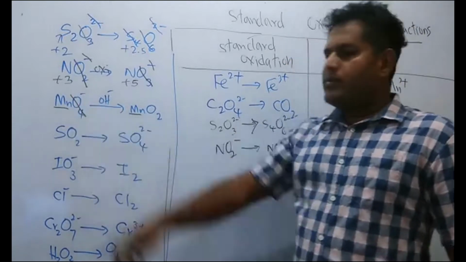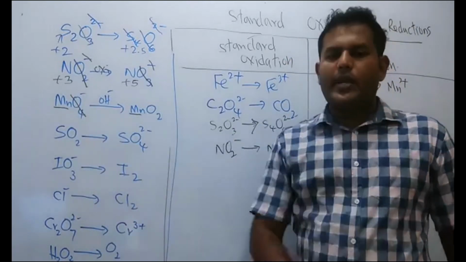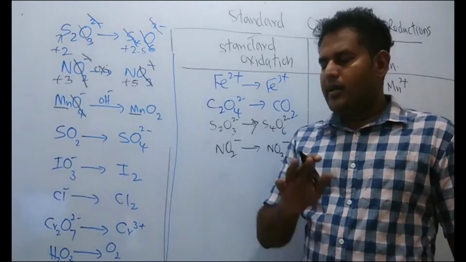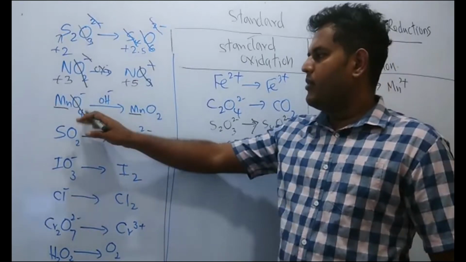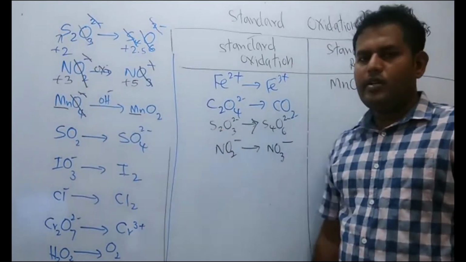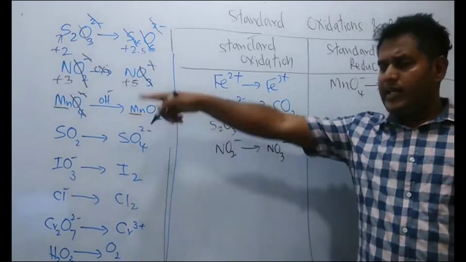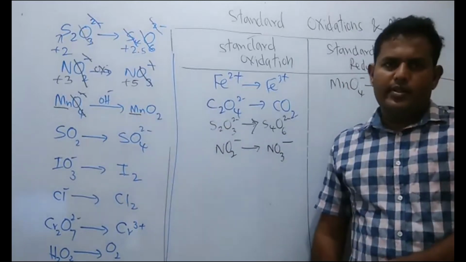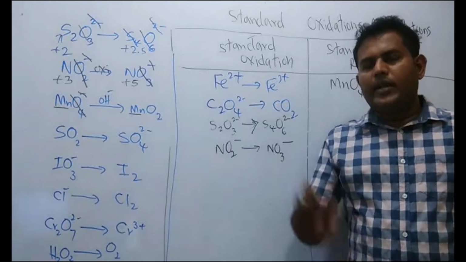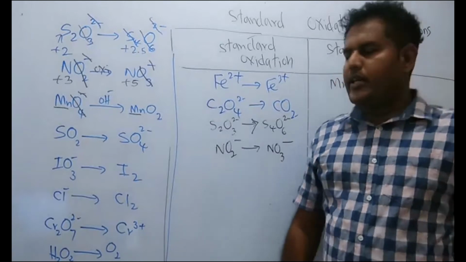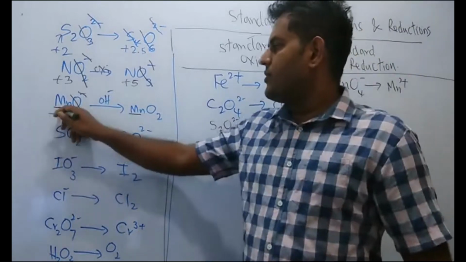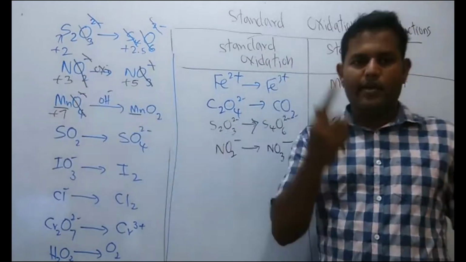Minus 2 times 4, minus 8. This is practice. Minus 2 times 4, minus 8. Minus 8, less that one, minus 7. Okay, the opposite, plus 7 is the manganese oxidation number.